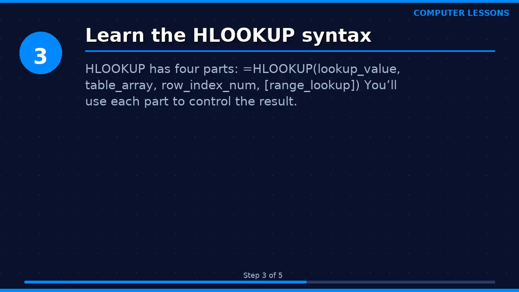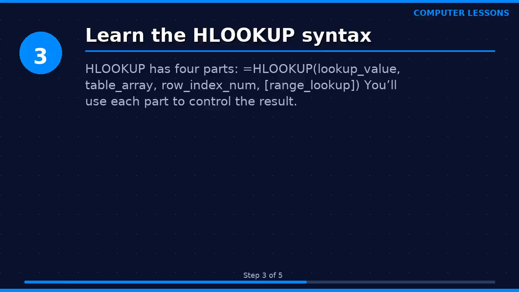Step 3. Now let's look at the HLOOKUP syntax. It's HLOOKUP, then an opening bracket, and 4 pieces: the value you're looking for, the table range, the row number to return from, and an optional setting for exact or approximate match. Once you understand these 4 parts, the function becomes much easier to use.